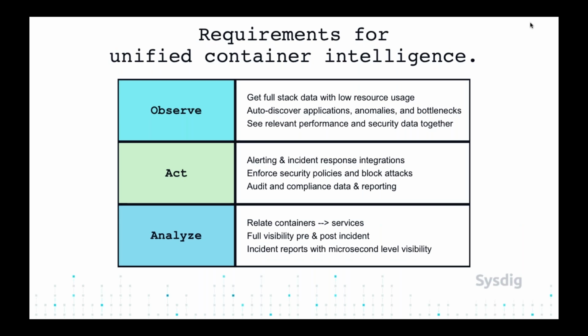All right, so now we're going to talk about some of the requirements for unified container intelligence. And this really comes down to 3 different things that you need to do to monitor and secure your environments. First is, how do you achieve observability? You need to be able to get full stack data about all the connections that are happening between containers, how OpenShift is orchestrating them, and then even down to the process level of what's running inside, any user commands, and things like that. From this visibility and observability perspective, you also need to do this with low resource usage while not adding extra dependencies to containers and things like that.